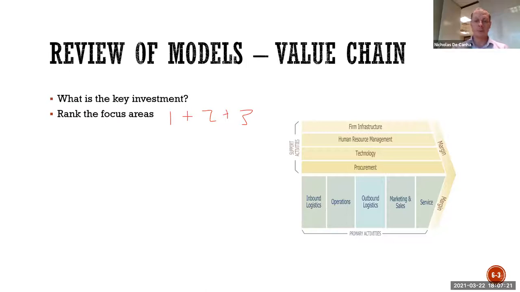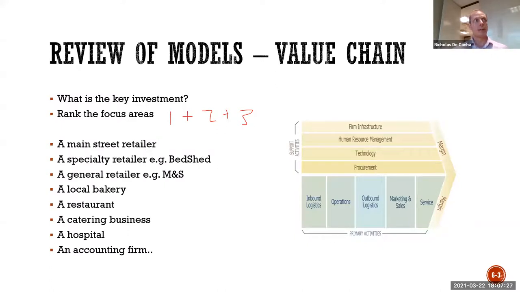But just for the purposes of us being able to work with this a little bit, I'm going to list these. So a Main Street retailer, that's just a general retailer. A specialty retailer, let's say somebody's got one type of product, like a brand called Bedshed. A general retailer like a Marks and Spencer. That could be an Aldi, that could be a Costco, a local bakery, a restaurant, catering.